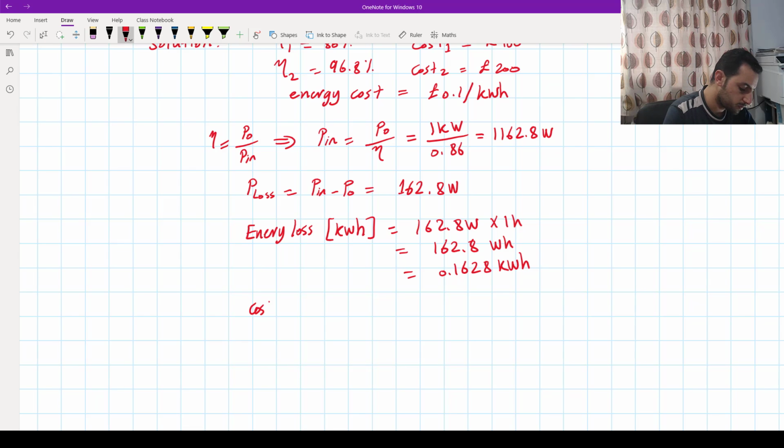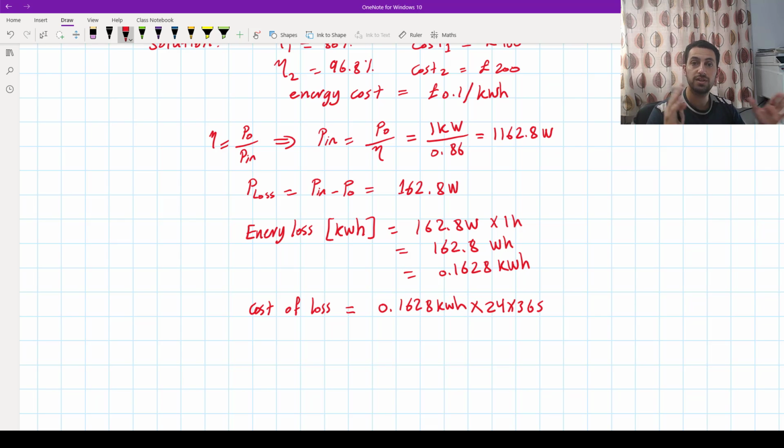So the cost of loss equals the loss itself, which is 0.1628 kilowatt hour, times... so this one is the energy lost per hour. If we want to compute it for a year, we have to multiply by 24 hours, just to see the daily losses, and then multiply it by 365 to see the yearly losses, because the year has 365 days and each day has 24 hours, and each hour has this loss, right?